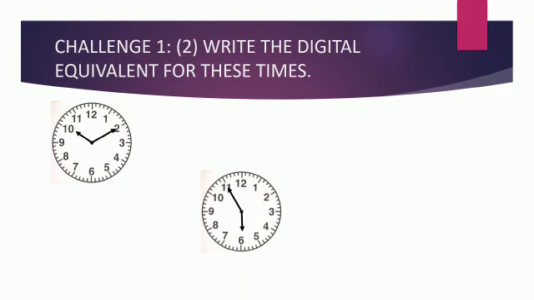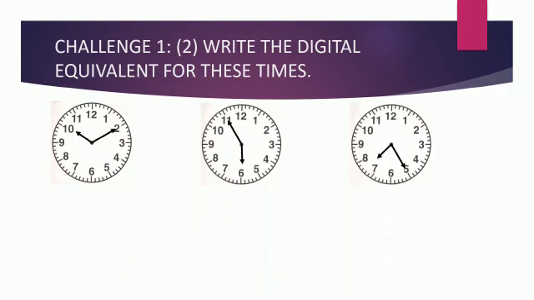Here you can see the clocks. Remember, we are using analog clocks. These clocks are called analog clocks, students. In the first clock, you can see there are two hands, short hand and long hand. Short hand shows the hours and long hand shows the minutes. This is a very important thing to know: short hand is for hours and long hand is for minutes.